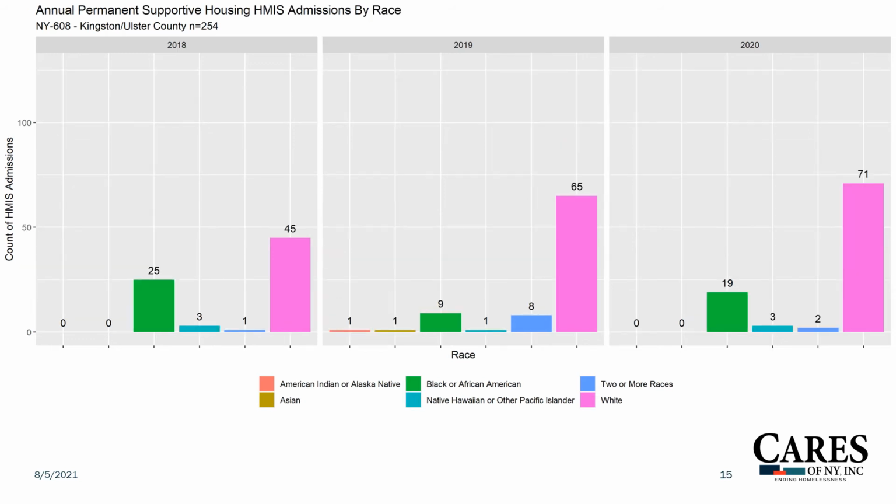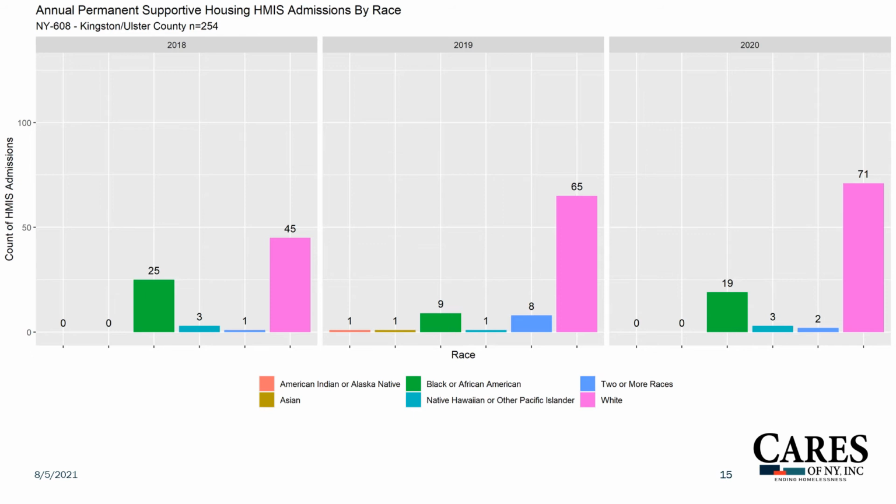And our last visualization by project type will be permanent supportive housing. So we can see that this total population is 254 admissions across the 3 years. And the one that strikes me is the dramatic change in 2019. So we see that in 2018 there were 25 total admissions of clients who were black or African American in permanent supportive housing, and that went down by 16 in 2019. So what was that big shift?